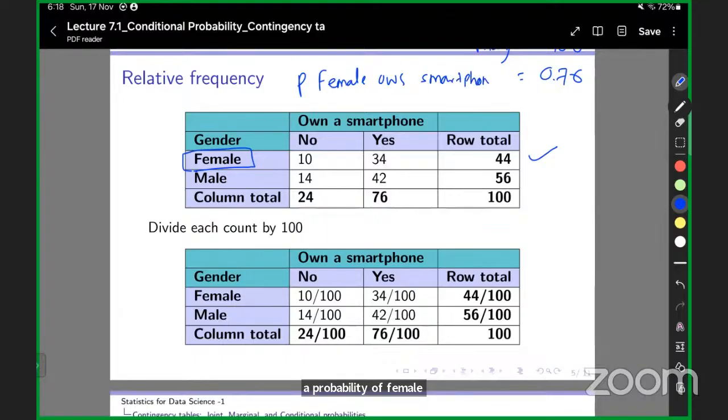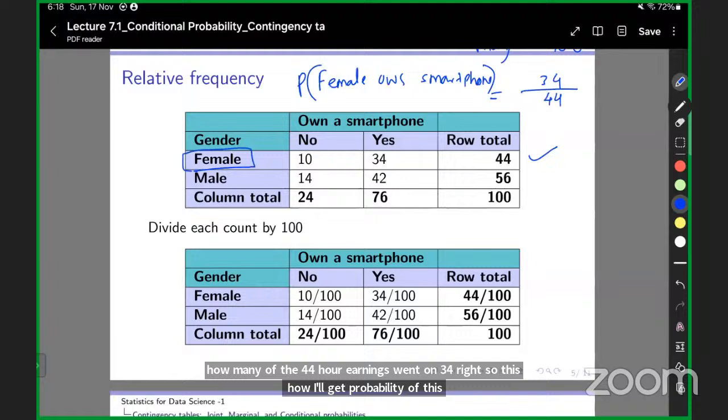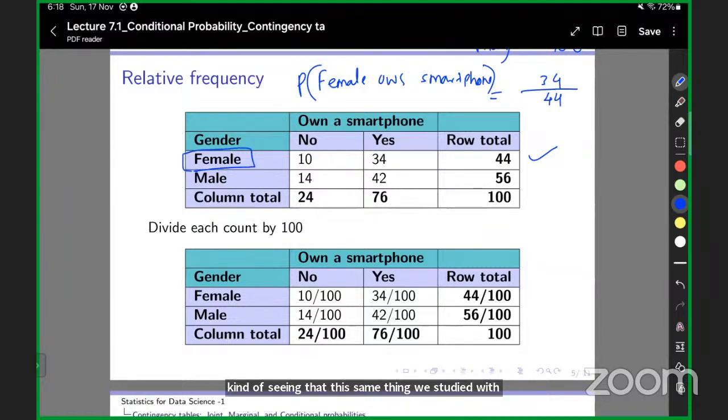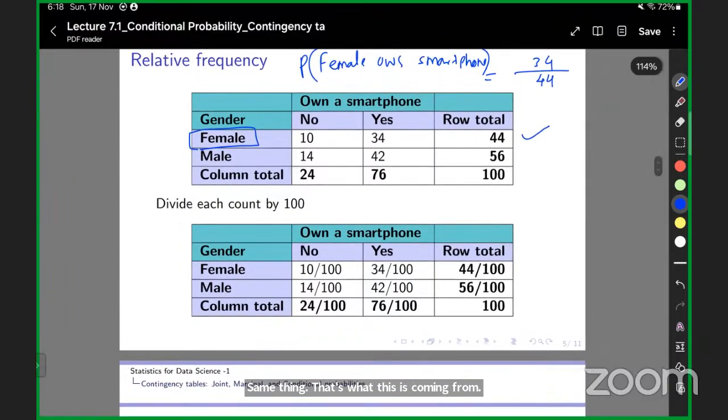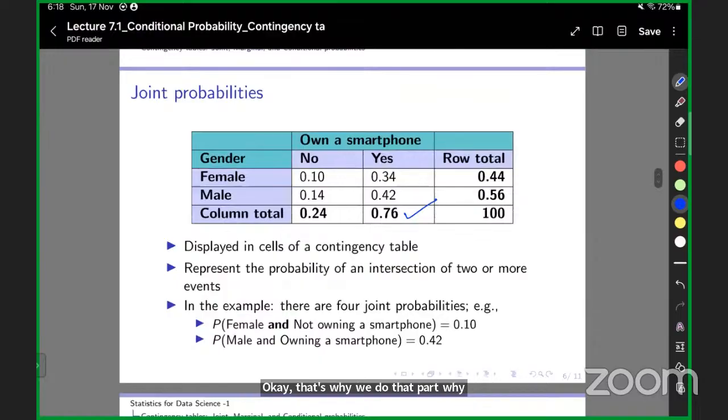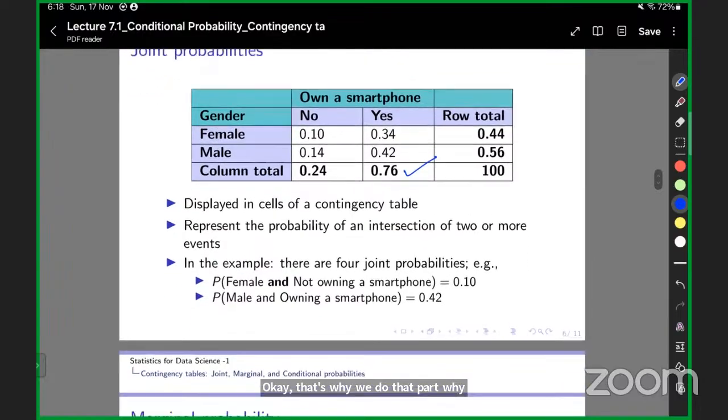In this case, what changes is that we first write how many females there are, 44. Then how many of these 44 own a smartphone? 34. So this is how I get this probability. You're seeing that this is the same thing we studied with relative frequency. That's where this is coming from, and that's why we do that part, and then we get this probability.